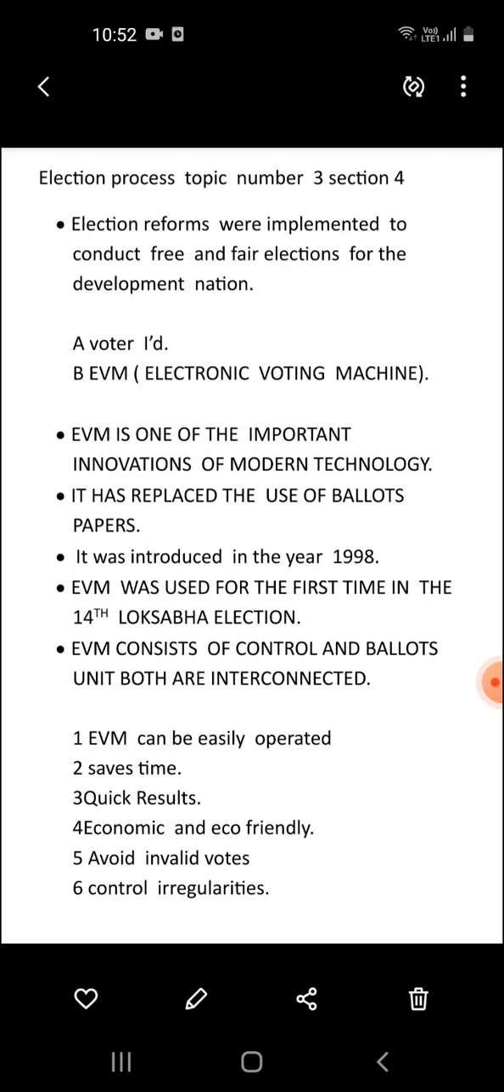Now let's have a look at the uses of EVM. First, EVM can be easily operated, and second, it saves time. Third, quick and accurate results. Fourth, economic and eco-friendly. That means it is not so costly and it will not cause any harm to the government. And it avoids invalid votes and controls irregularities. So this is all about the EVM and the election reforms.